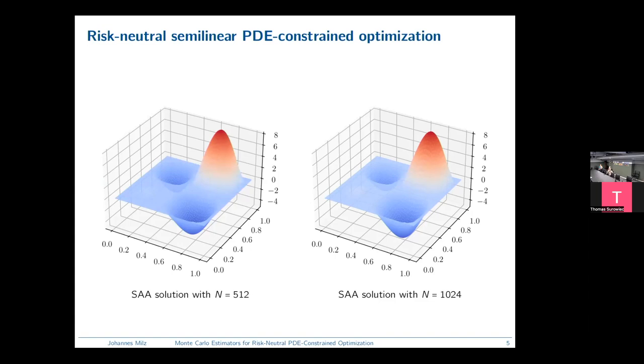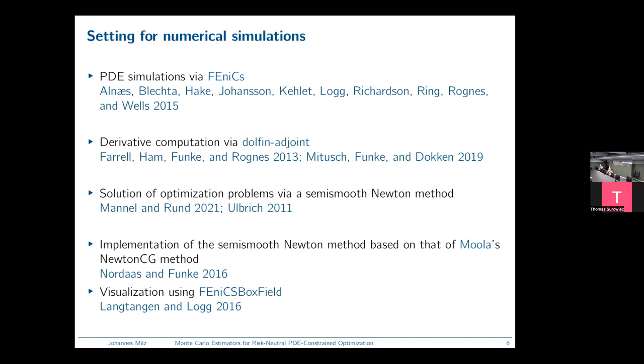I will also show numerical simulations for another optimization problem. The setting I use is always the same. I simulate PDEs using FEniCS. I do derivative computations using dolfin-adjoint. And I solve all the optimization problems using the same semismooth Newton method, and its implementation is built on that of Möller's Newton-CG method.